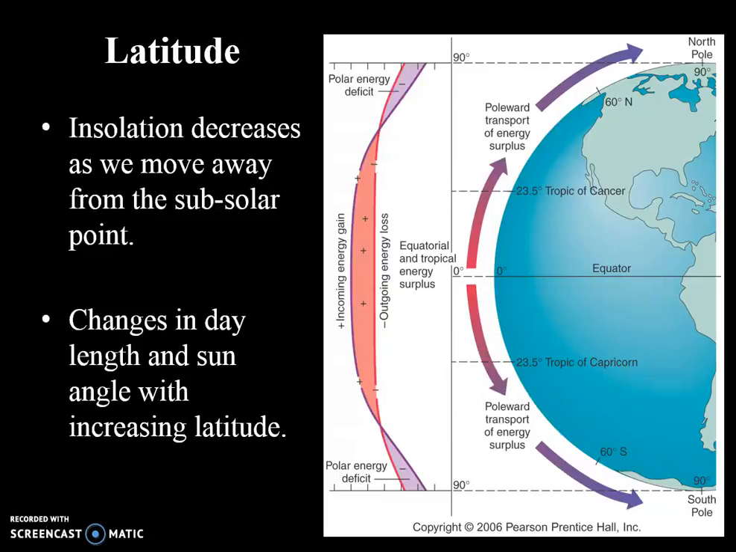The Earth is always trying to achieve balance, so where we have a greater value of energy, we want to disperse it to where we have lesser values. This really feeds into our global circulation. How does the energy from the sun move to higher latitudes? That's through our global circulation. We know that insolation decreases as we move away from the subsolar point, and there are changes in day length and sun angles with increasing latitude.